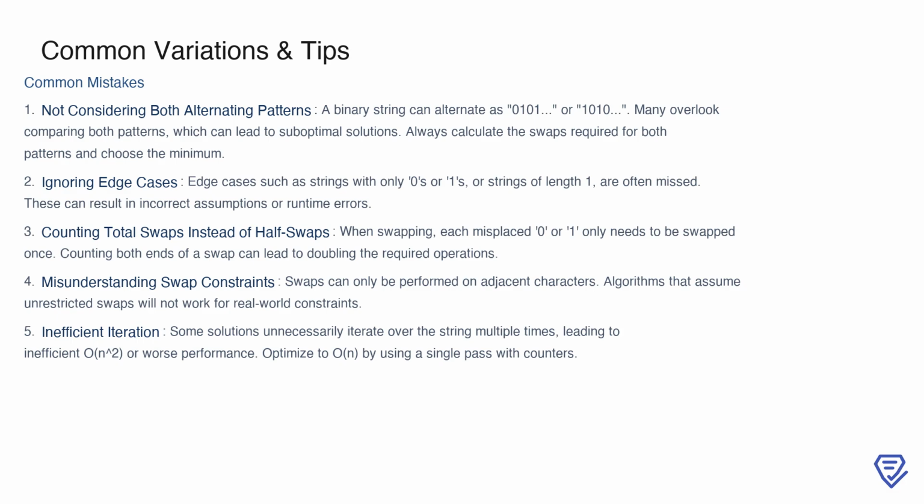If you're counting both ends of a swap, you might accidentally double the required operations, which will inflate your result unnecessarily. Also, remember that swaps can only be performed between adjacent characters. Some solutions incorrectly assume unrestricted swaps, which is not valid under the problem's constraints. Lastly, be mindful of efficiency. Iterating over the string multiple times can lead to a time complexity of O(n squared), or worse. To optimize, aim for a single pass using counters, which brings the complexity down to O(n).